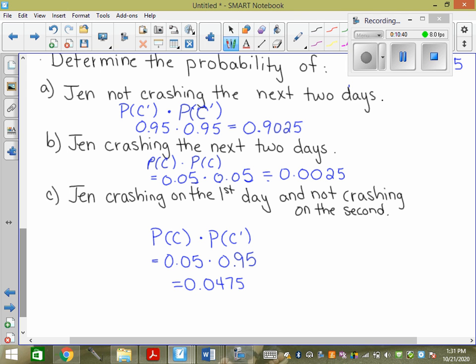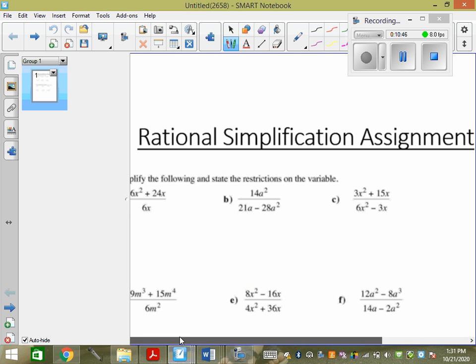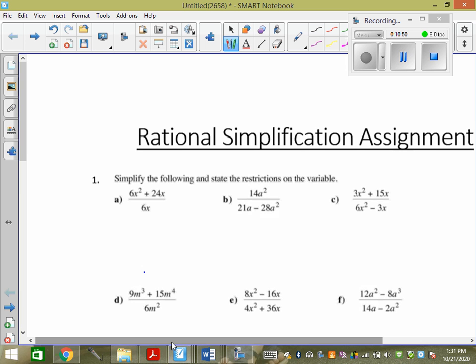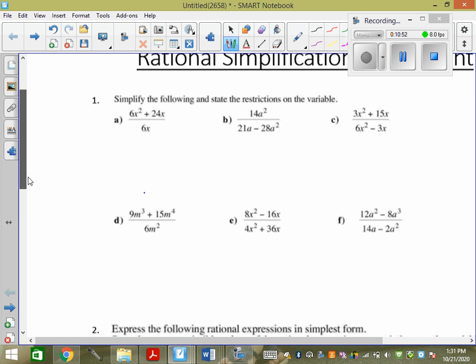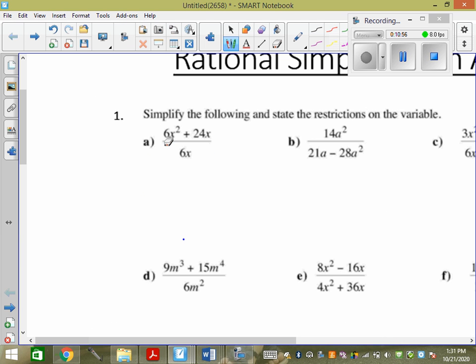Now we're going to the simplification sheets. So we're going to do the simplifying one first. And we'll get to where we get to. Okay.